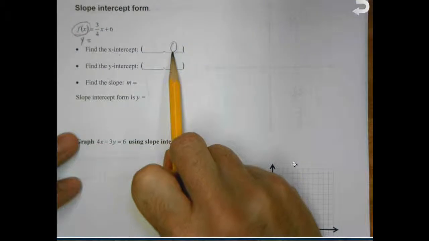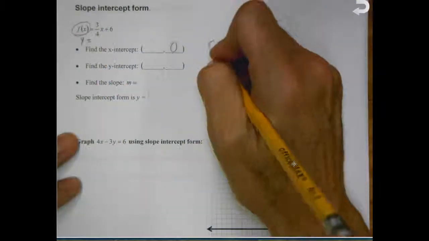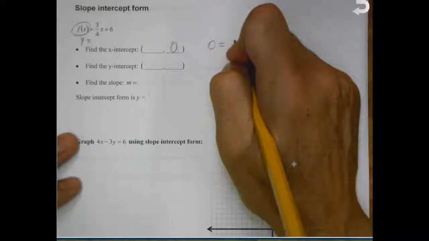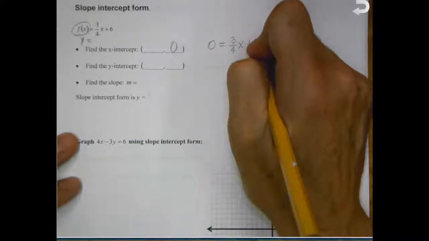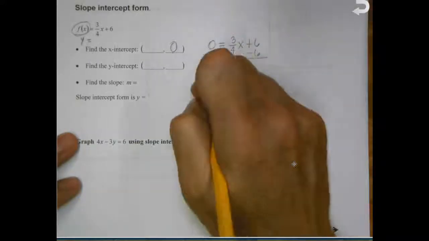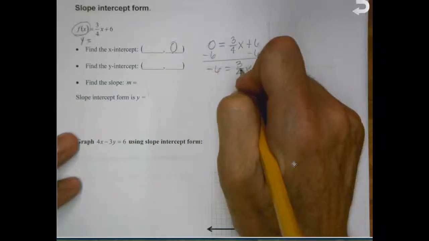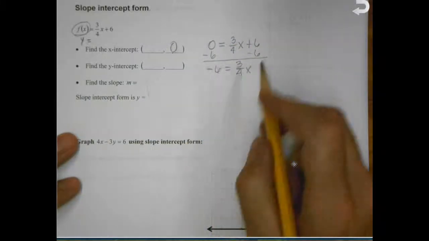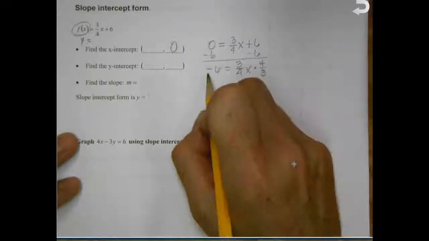So if we have a 0 for our y part, we can plug that into our formula for our line, our equation for our line. So 0 equals 3/4 x plus 6. I can subtract 6 from both sides, and I have negative 6 equals 3/4 x. And if I want to move the 3/4, I can multiply by the reciprocal, 4/3 on both sides.